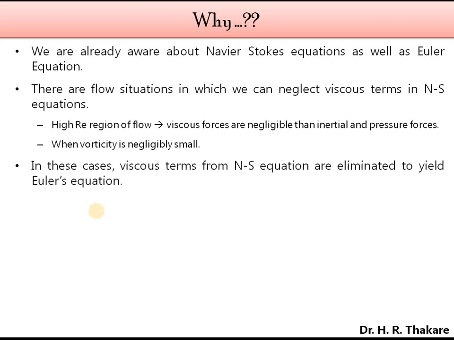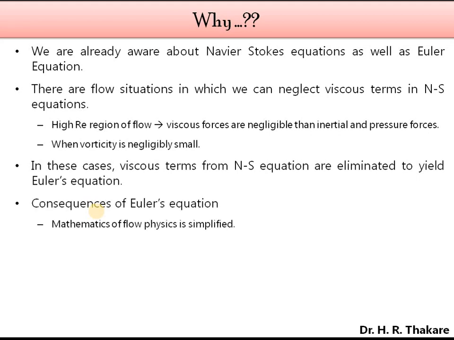But there are some consequences associated with this Euler's equation. The first one, which is the positive point for us, is that the mathematics of the flow physics is highly simplified. We have derived Bernoulli's equation from Euler's equation. And we have also applied that equation in the study of nozzle meter, venturi meter and orifice meter, and we have calculated the solution for various problems. So we see that simplification of Navier-Stokes equations helps us to solve practical problems.